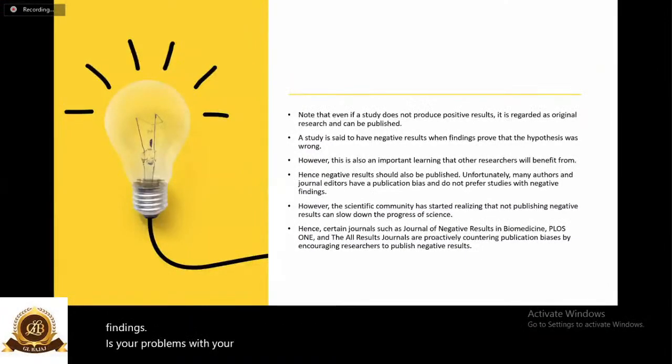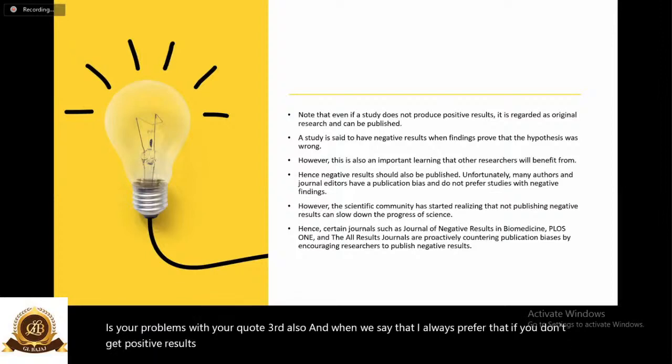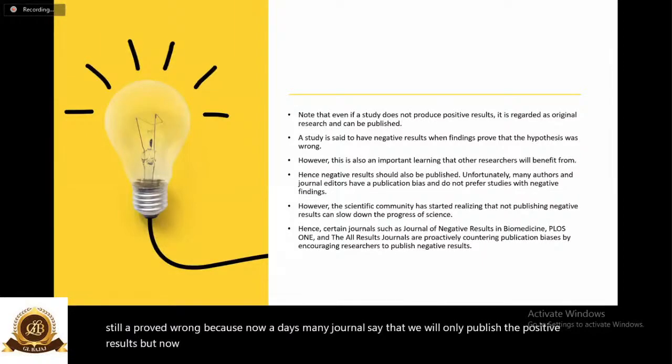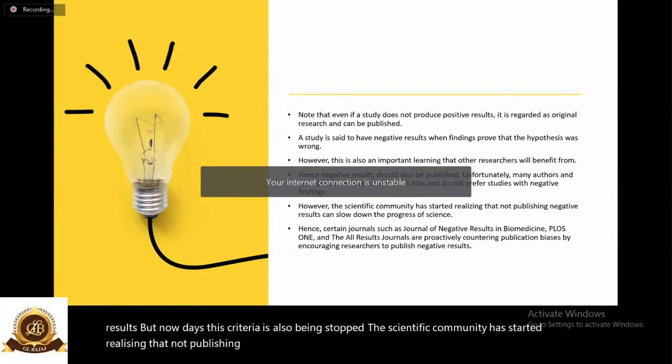And I always prefer that if you don't get positive results, you have some negative results, and when findings and hypotheses still prove wrong, report them. Because nowadays many journals say that they'll only publish the positive results, but journals have started realizing that not publishing negative results can slow down the progress of science. We need to find out what is negative also.